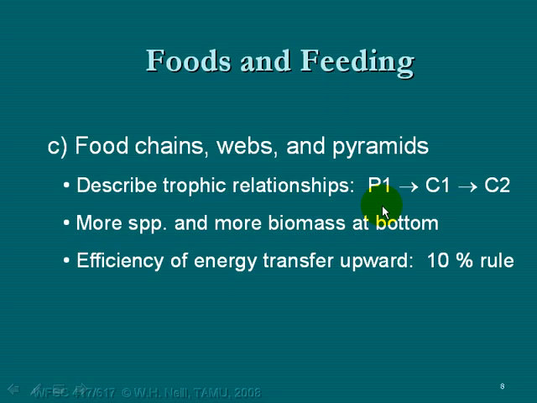There's a rule, and I don't think it's been negated, probably challenged lots of times and lots of variation, but the rule is 10% of the energy at each trophic level is captured by the trophic level above it, and 90% is wasted. That's the 10% ecological efficiency rule.